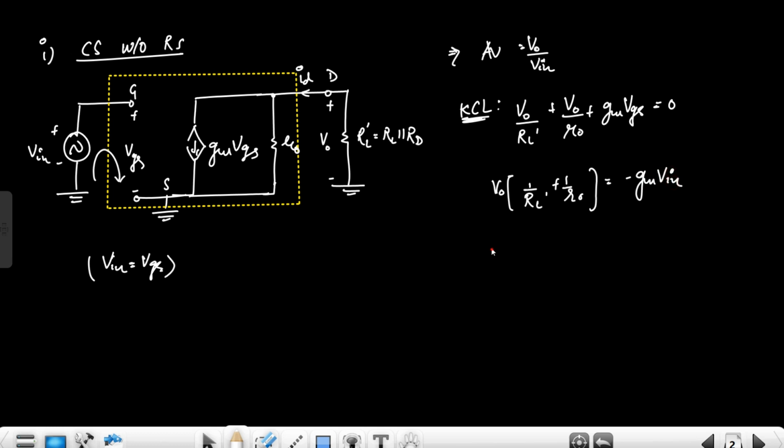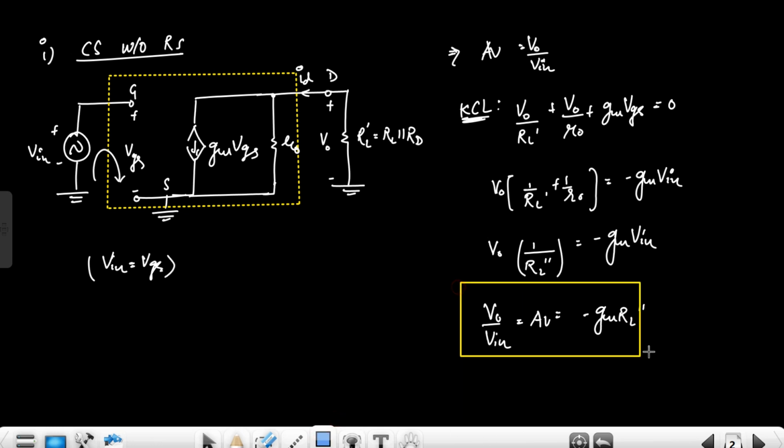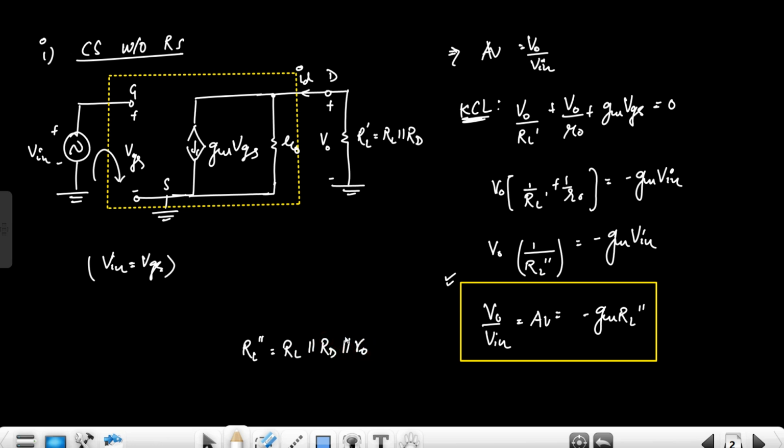This is in parallel combination form, so we can write the equivalent parallel resistance of RL dash and R0 as RL double dash, which is the parallel combination of RL dash and R0. So V0 upon Vi, the small signal voltage gain, is equal to minus gm times RL double dash. It should be clear that RL double dash is RL in parallel with RD in parallel with R0.